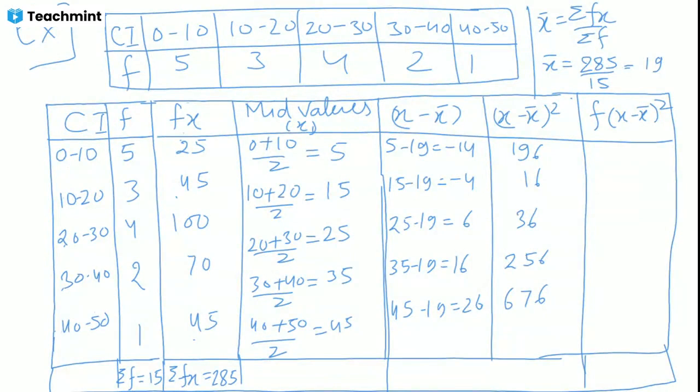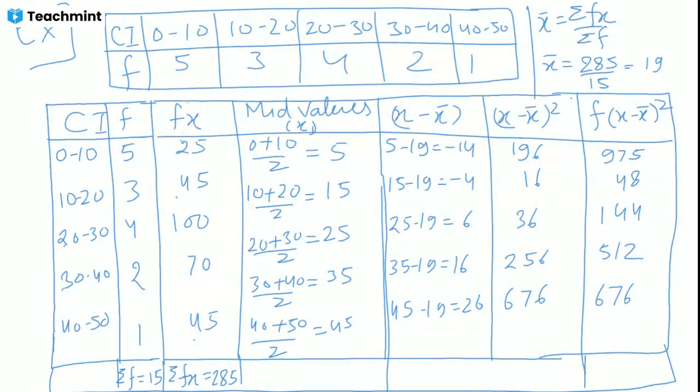And now let us find the corresponding values with frequency. So 196 into 5, we have 980, and next is 16 into 3, okay, 48, and 36 into 4, 144, and 256 into 2, we have 512, and 676 into 1, okay, only one, so we have the same value.